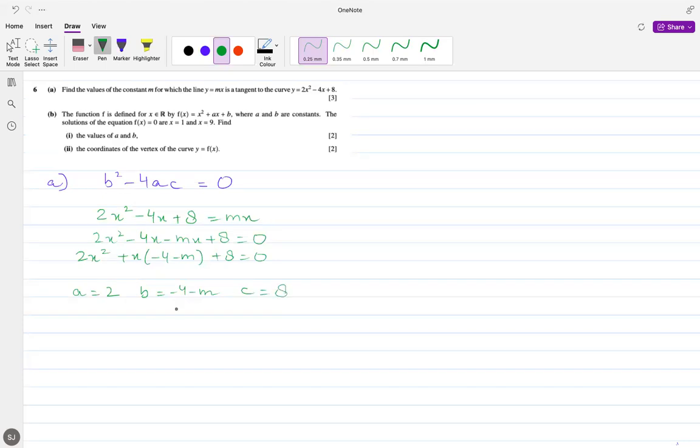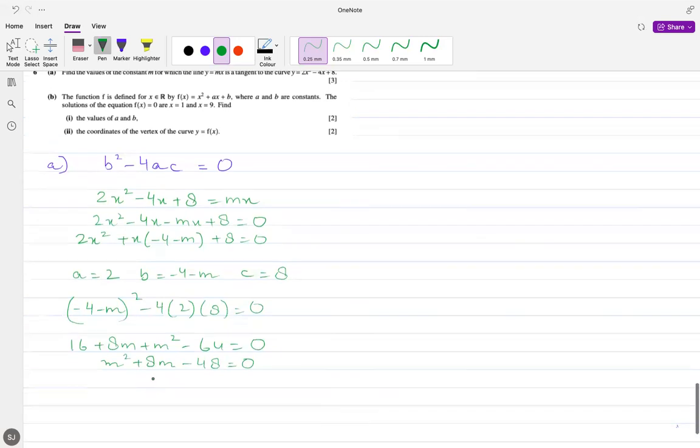So we can write a equals 2, b equals minus 4 minus m, and c equals positive 8. Now applying b squared minus 4ac, we'll get (minus 4 minus m) whole squared minus 4 times 2 times 8 equals 0. Expanding this, we'll get 16 plus 8m plus m squared minus, so this will be 4 2s are 8, 8 8s are 64, equals 0.